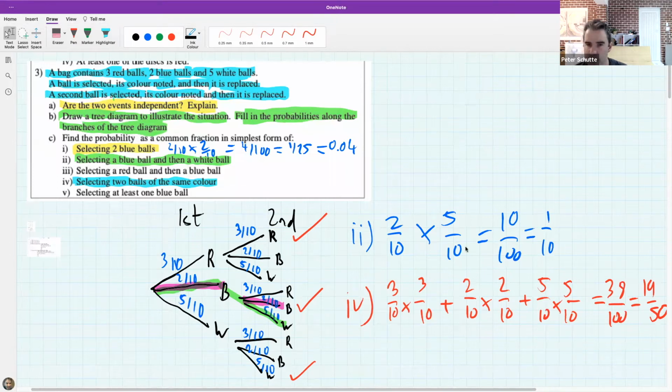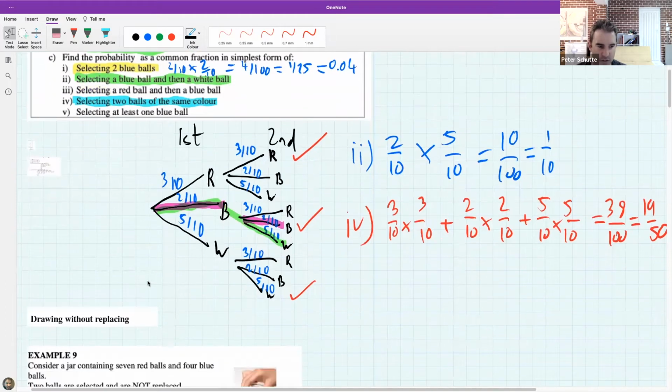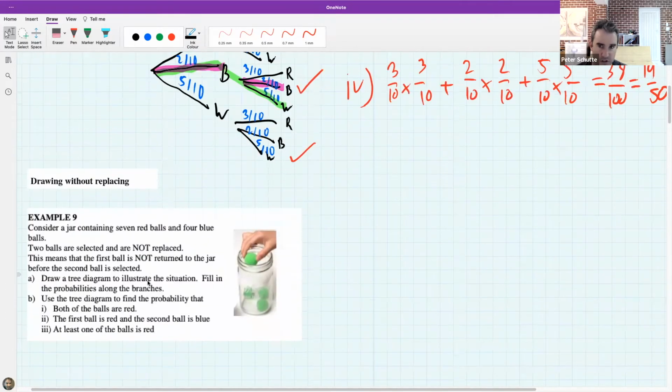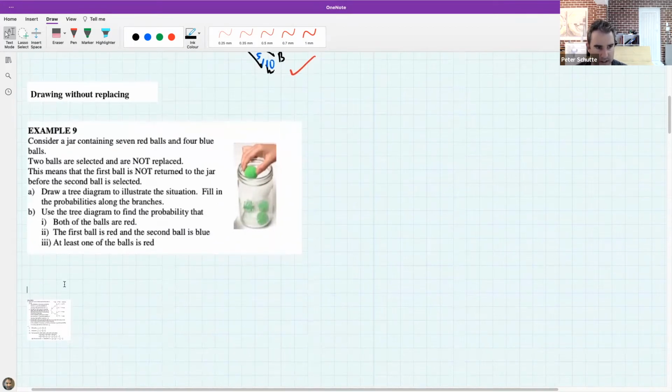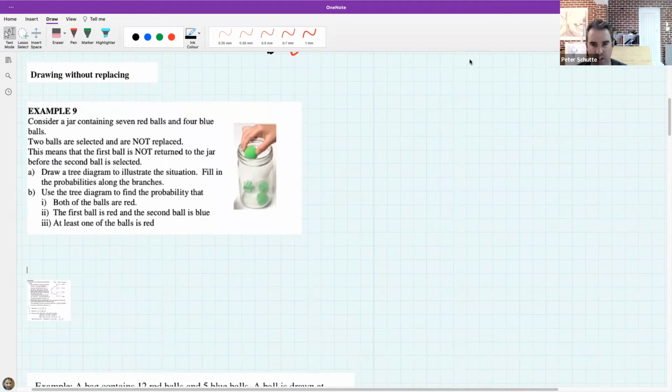So what we're going to move on to now is a slightly different situation. We're going to talk about the situation where we draw without replacing. Let's consider a first example. If we are taking a ball out and we're not replacing it, it does affect the probabilities of what is drawn on the second event. And so those events are no longer independent. But the good news is we can still use the tree diagram structure.